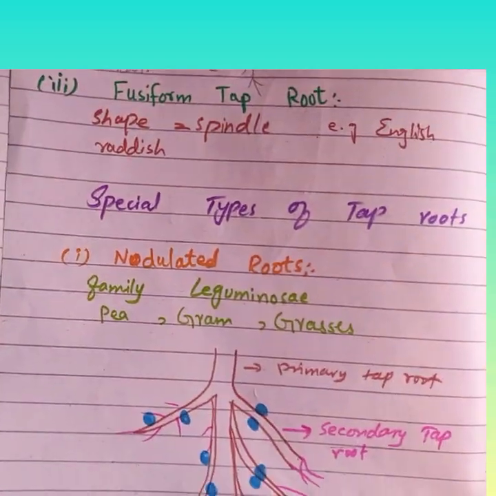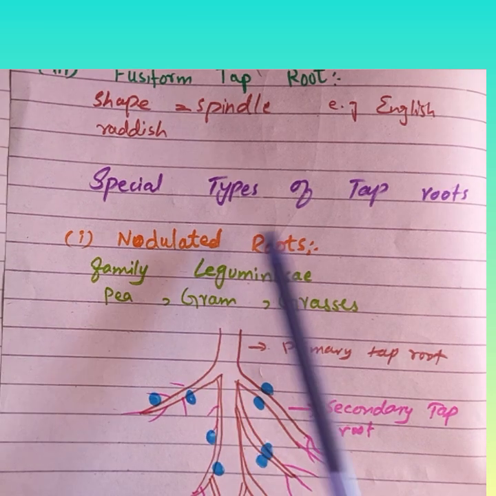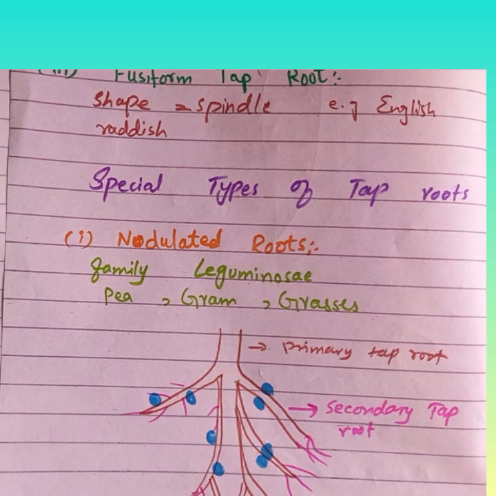Now coming towards the special types of taproot. So the first one is nodulated roots. These roots are characteristic of the members of the family Leguminosae, for example pea, gram, etc. These roots resemble a typical taproot except for the presence of small globular swellings, mostly restricted to secondary roots.